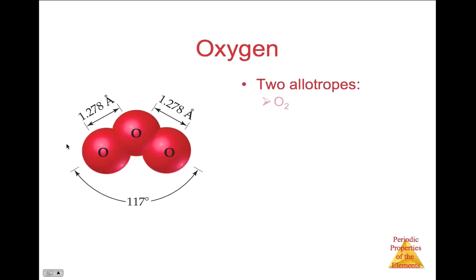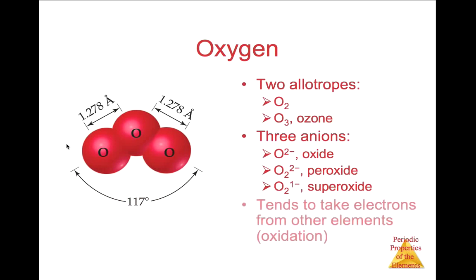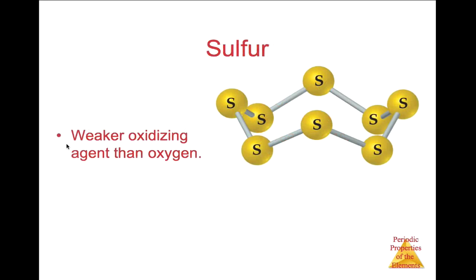Oxygen has 2 allotropes, O2 and O3, also known as ozone. It forms 3 anions: the oxide ion, which is what it is 99% of the time, then peroxide, which is O2 2-, and then superoxide, which is O2 -, which you rarely see. It tends to take electrons from other elements, and therefore it gains electrons for the most part. It is a good oxidizing agent. That's where the name comes from.